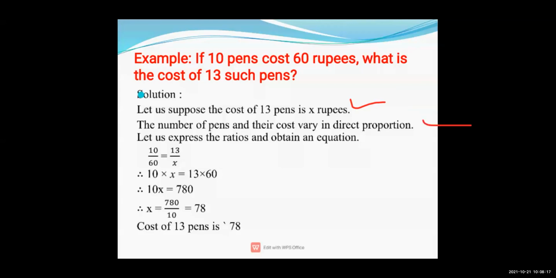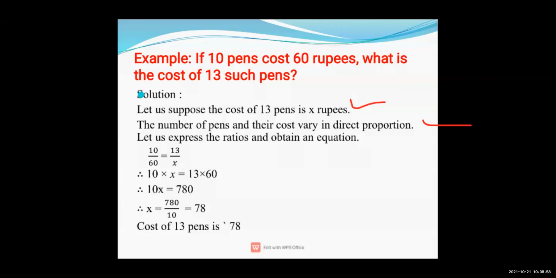What will be our next statement? The next statement will be the number of pens. Number of pens is given as 10 and then they ask about the cost. So these two things vary in direct proportion. The next statement will be the number of pens and their cost vary in direct proportion. See, these two steps will remain the same. Only the numbers or the things they are asking should be changed. First statement will be, let us suppose the cost of 13 pens is X rupees. You can take X, you can take Y, Z, any alphabet.